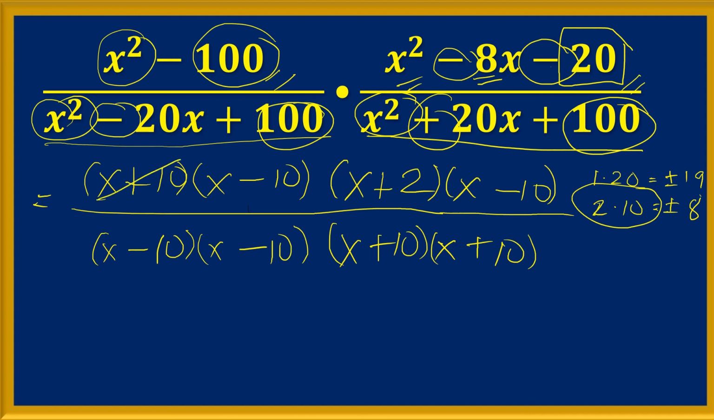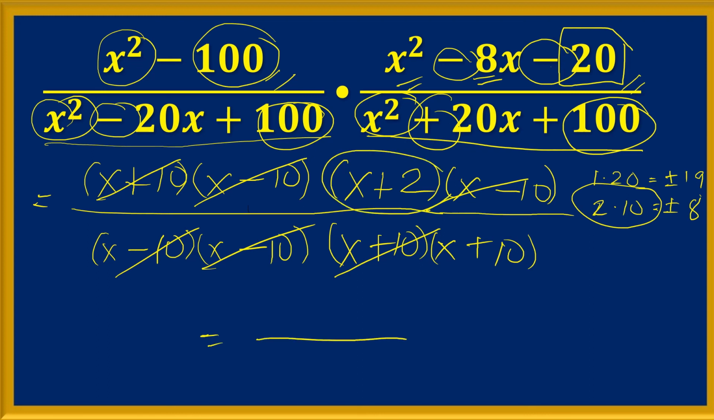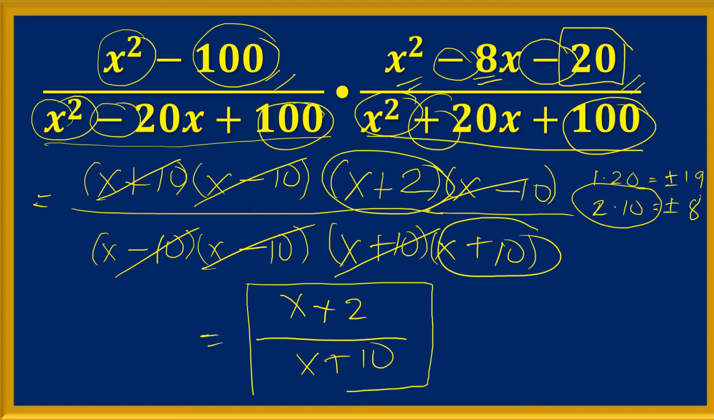So, (x plus 10), (x minus 10), (x minus 10). So, meron pa ba? Wala na tayong nakikitang pwede pang i-factor. So, remaining natin is x plus 2, then x plus 10. So, ito na ngayon yung final answer natin. (x plus 2) all over (x plus 10).